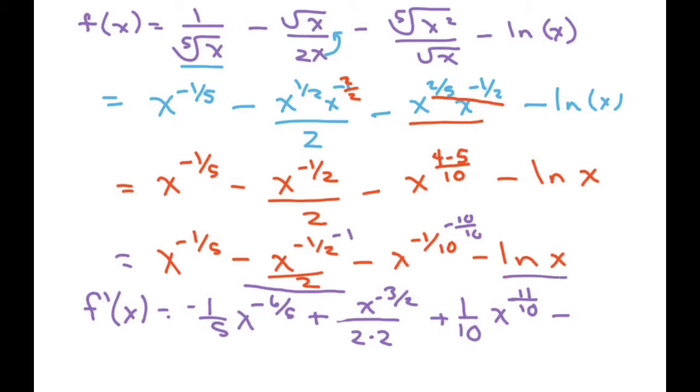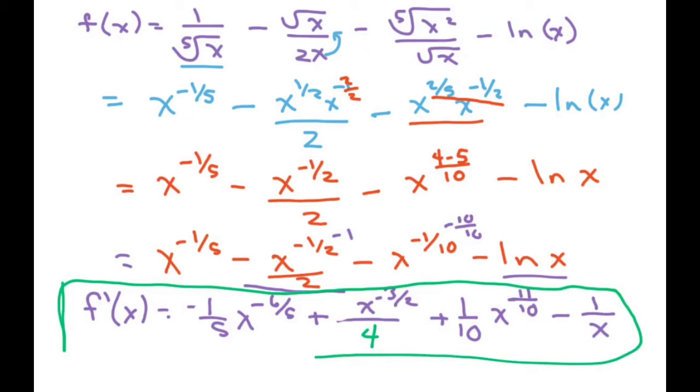And the last one, which is our log, is just 1 over x. And the only thing I'm going to do here is change 2 times 2 to 4, and I have my final answer. Oh, and this should be negative. Okay, that's all.